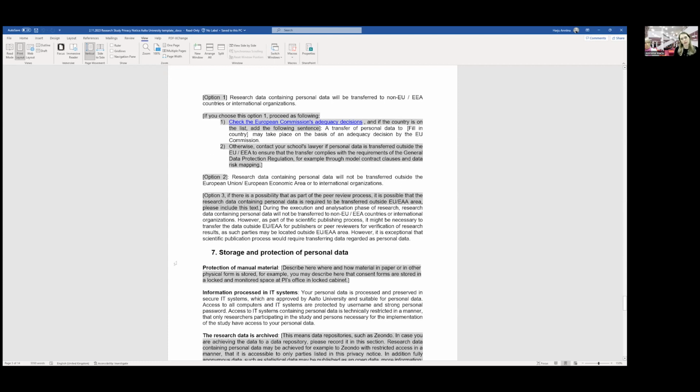And then what we have here as option 3 is, again, to be on the safe side, in case the peer review process or publishing would require transferring the personal data outside the EU or European Economic Area. So we suggest you include this clause, again to be on the safe side, if this unusual situation happens where you actually need to transfer or show data which is regarded as personal data.